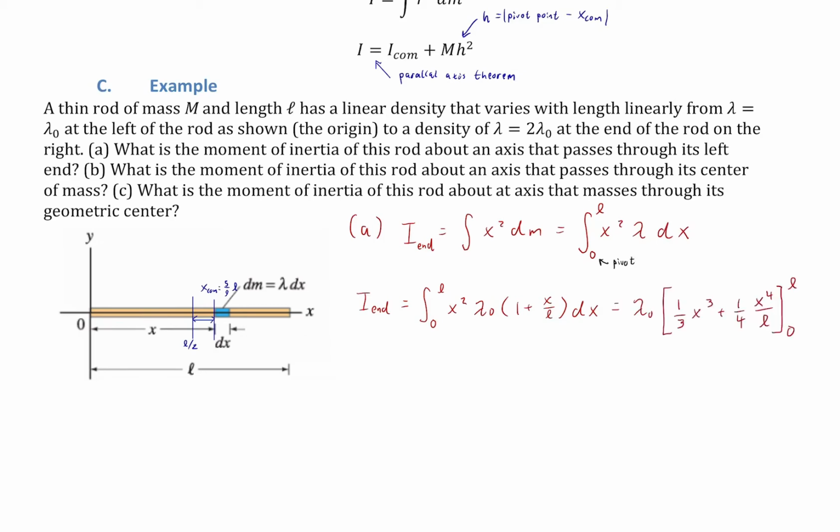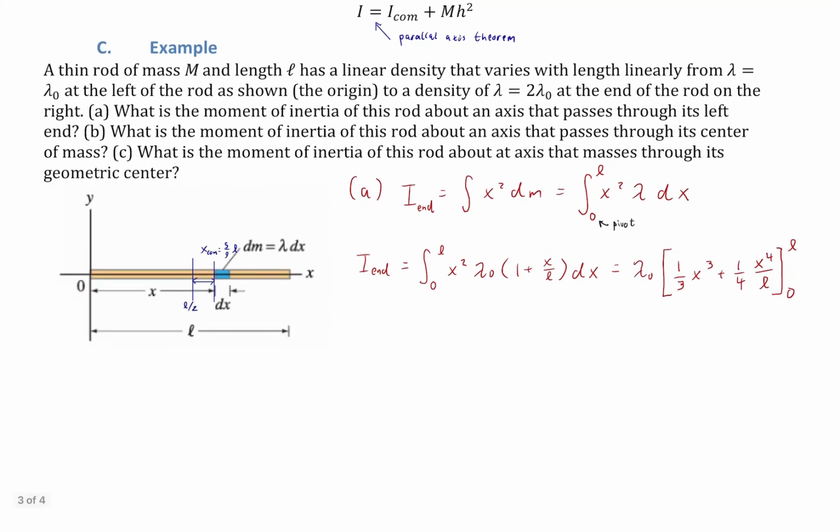Now we just solve the integral. Everything's a higher order here because of the x squared instead of x. So 1/3 x cubed over here, and then 1/4 x to the 4th over L, because when we distributed x squared, this became x cubed, so when we integrate, it becomes x to the 4th over 4. Then evaluate our limits of integration. The lower one doesn't do anything. Cancel out one of the L's. So then we have lambda naught times 1/3 L cubed plus 1/4 L cubed, because this is 3.